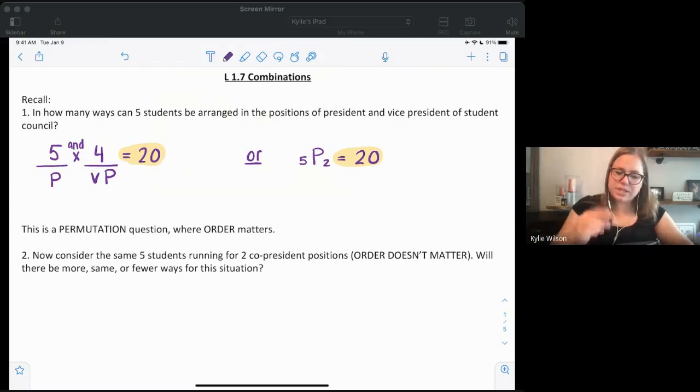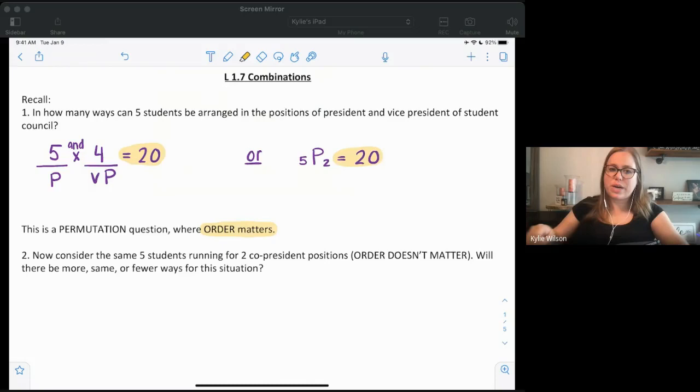Okay, so these are permutation questions, which we have done before, where order really matters. And we've mentioned that a few times, that the order in which these things are chosen matters. Again, it's a different arrangement if student A is president and student B is vice president than if student B were president and student A were vice president. Those are 2 totally different scenarios, so that's why order matters. So now let's switch up the question a little bit.